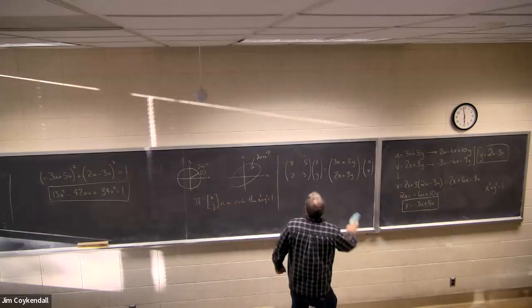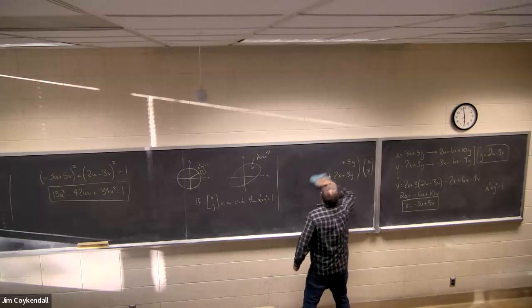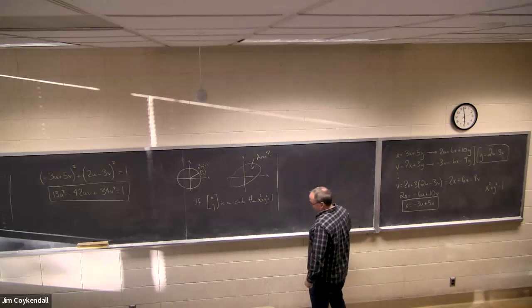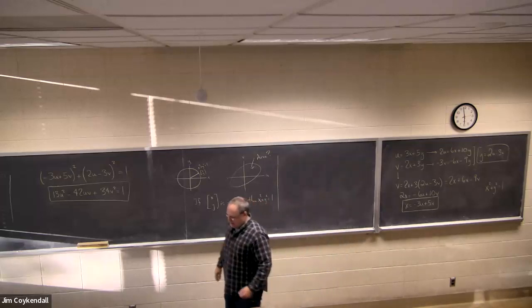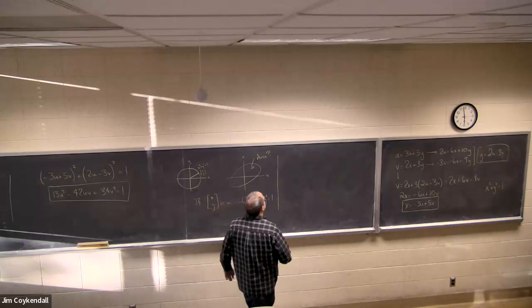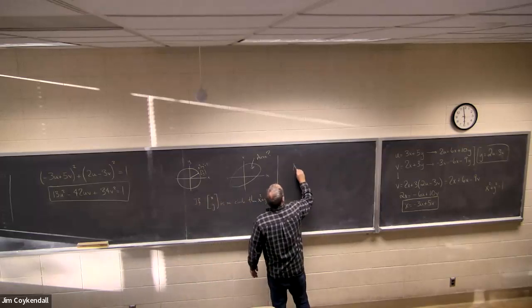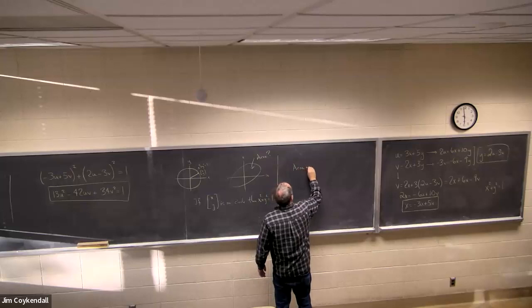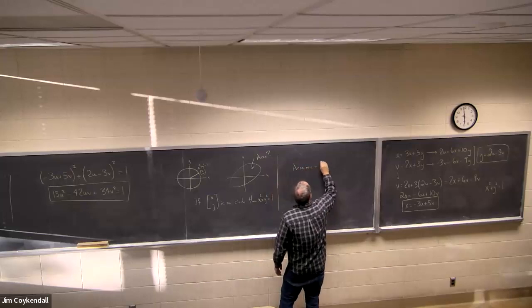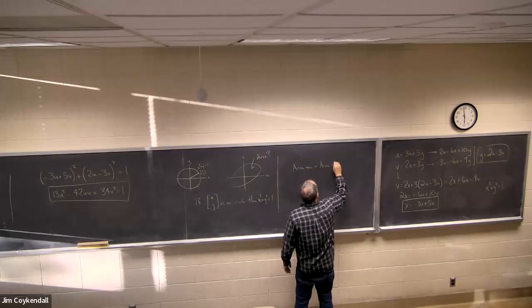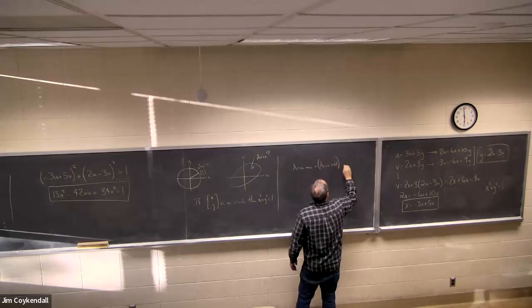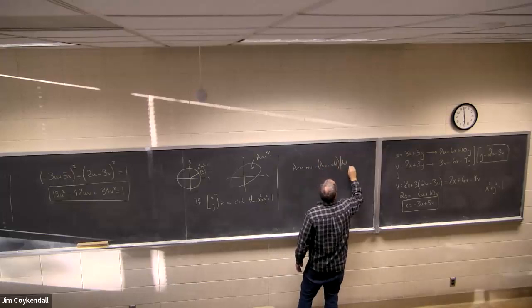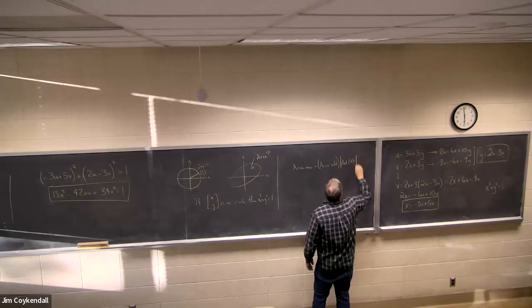Well, what's good for volumes is good for areas. So area new is equal to area old times the absolute value of the determinant of A.